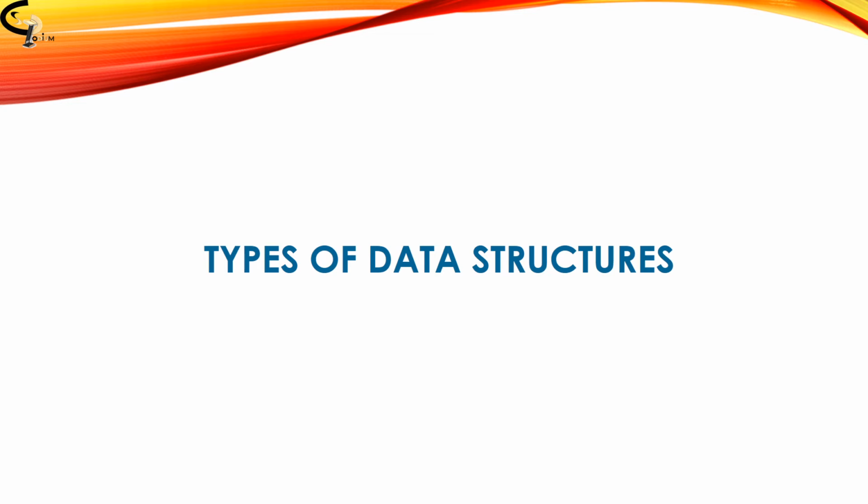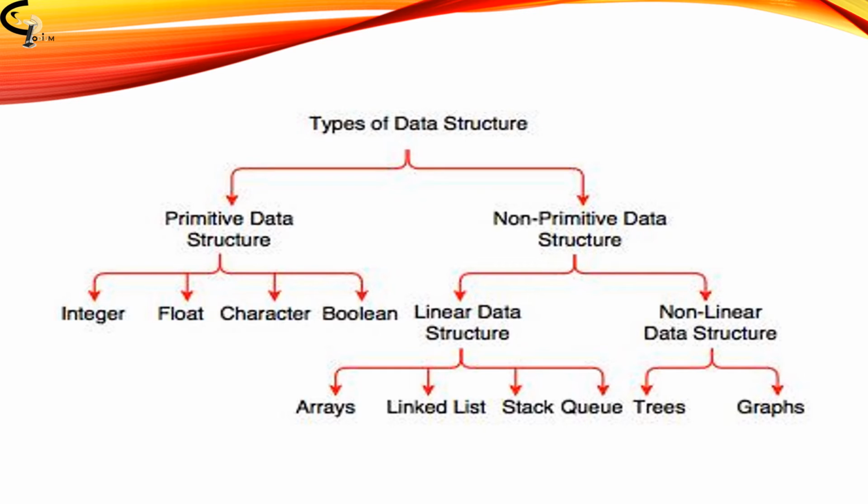Now let's discuss the types of data structures. So data structures are of two types, primitive data structures and non-primitive data structures. Primitive data structures include integer, float, character, boolean, and non-primitive data structures include linear data structures and non-linear data structures. Further, linear structures include arrays, linked list, stack, and queue, and non-linear data structures include tree and graph.